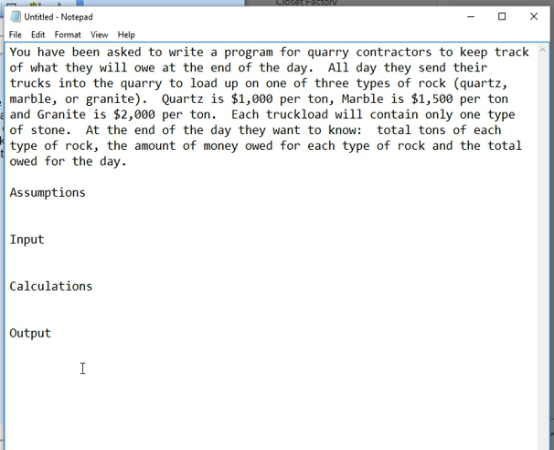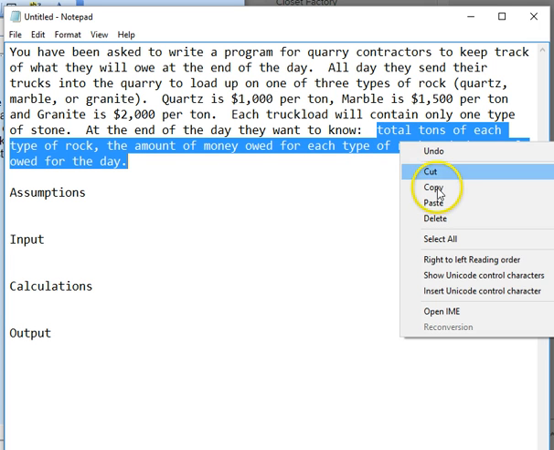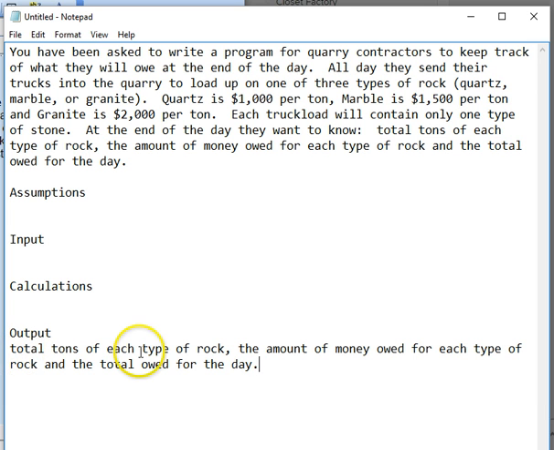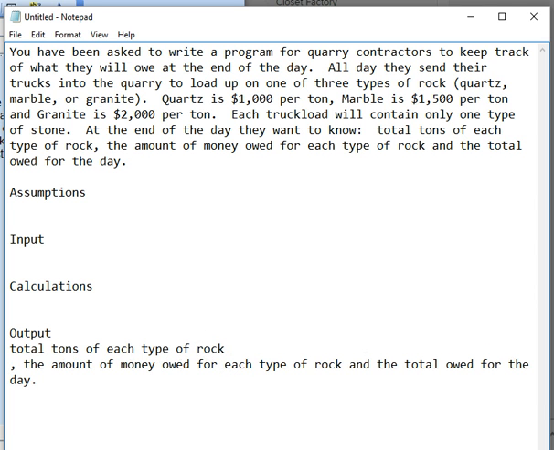So if we just go ahead and take a look, I'll copy each of these, and then we'll change it. So I'll bring this down, and he wants to know total tons of each rock, each type of rock. So the first thing we have to determine when we're taking a look at this is, does that represent one value? And it does not. It represents three values because there's three types of rock.